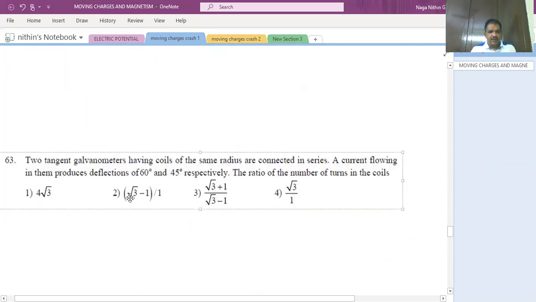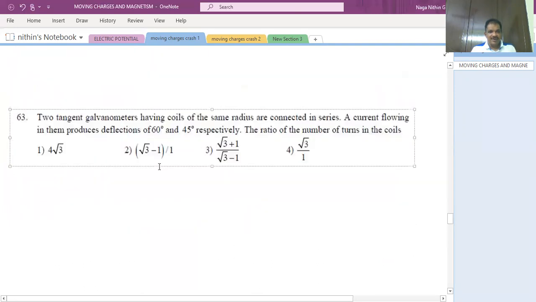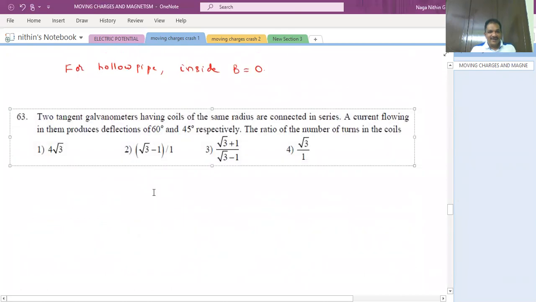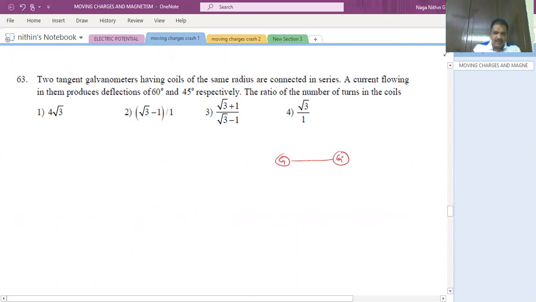Two tangent galvanometers are there. They have the same radius. This is one galvanometer. This is another galvanometer. They are connected in series. Series means what? What is the meaning? The same current is flowing through them. Current flowing through this connection produces a 60 degrees deflection in this one, and a 45 degrees deflection in this one. What is the ratio of the number of turns?